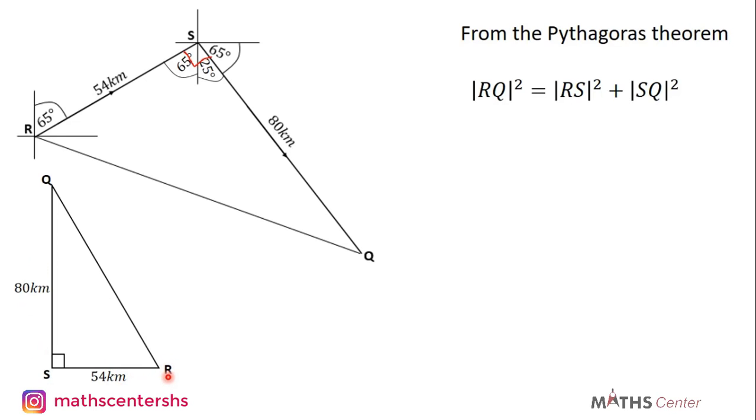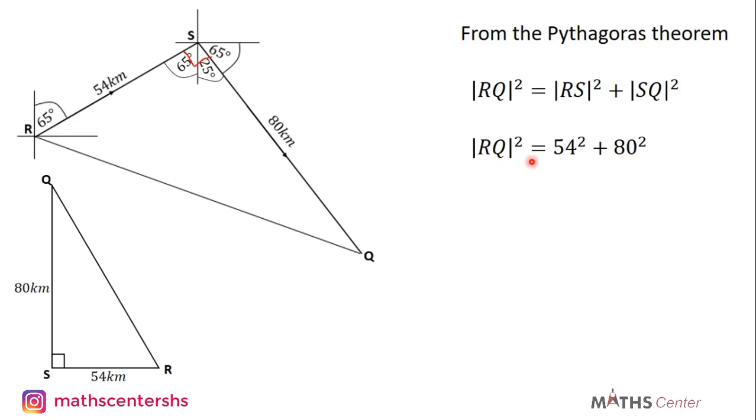So the square of RS plus the square of SQ. Okay, so after we have been able to quote this formula, all we need to do is to substitute our values in it. We are looking for RQ.